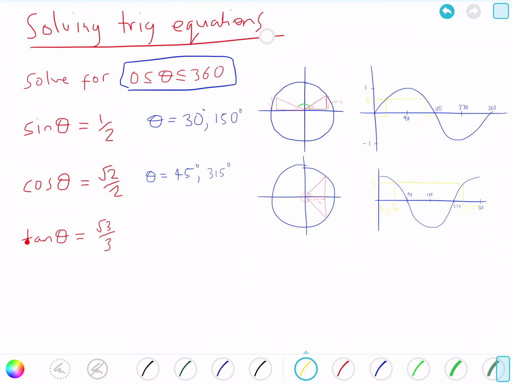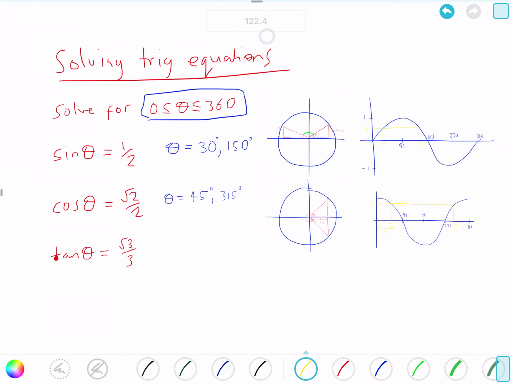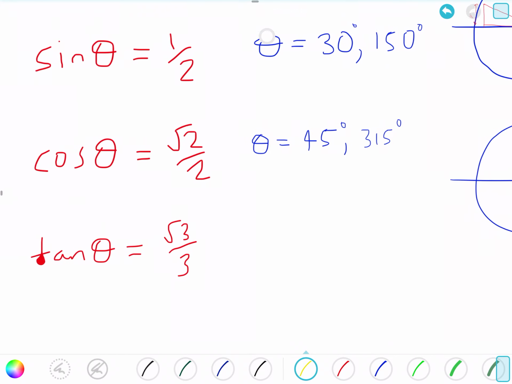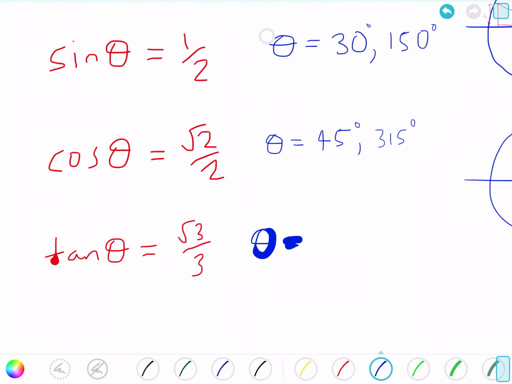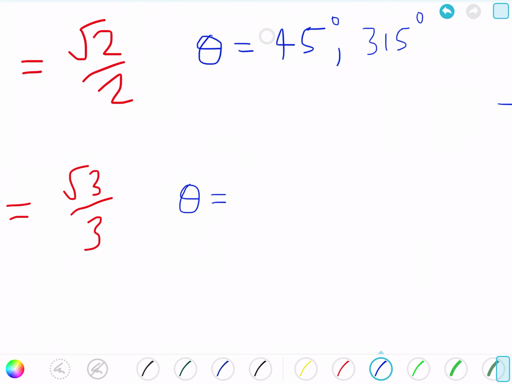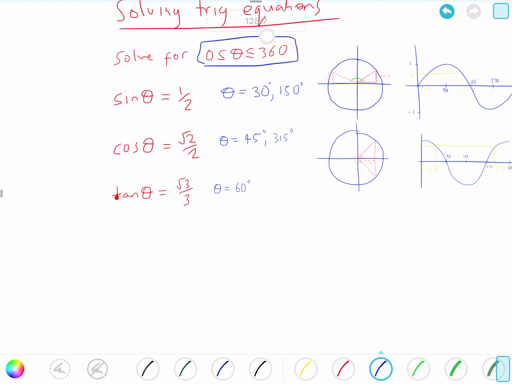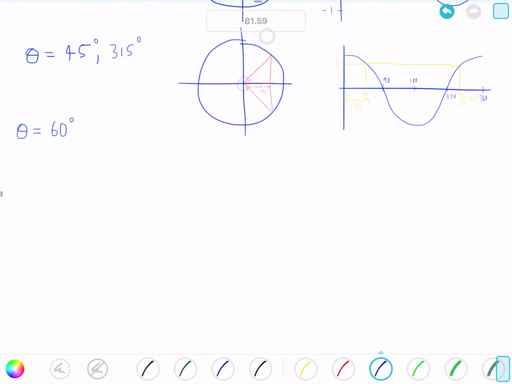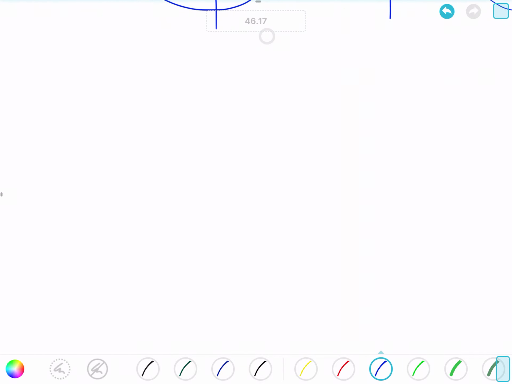Tan theta is root 3 over 3. Yes, let's look back at our special triangles. Root 3 over 3 actually comes out, that's tan 60. So theta is actually 60. Now, I'm not going to do it with the circle, I'm just going to go straight to the graph because it's confusing with tan on the circle. So I'm going to draw a tan graph. So get good at drawing these graphs. I'm just going to show you how I do tan graphs.